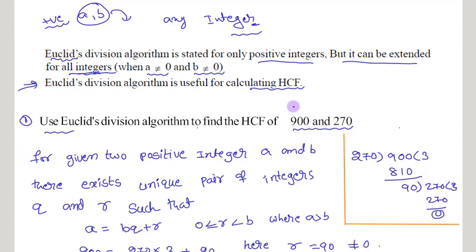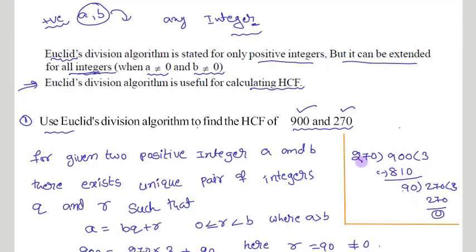Here the greater number is 900 and the smaller number is 270. On dividing 900 by 270, you get a quotient of 3 and a remainder of 90. This is one step of the division. Here we got a remainder of 90, so we will continue the division. With this remainder, we divide this divisor.